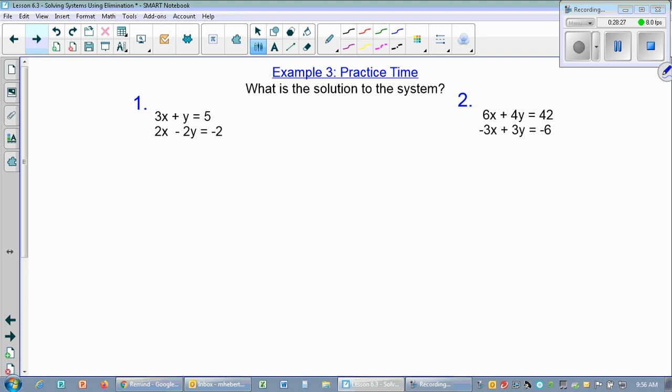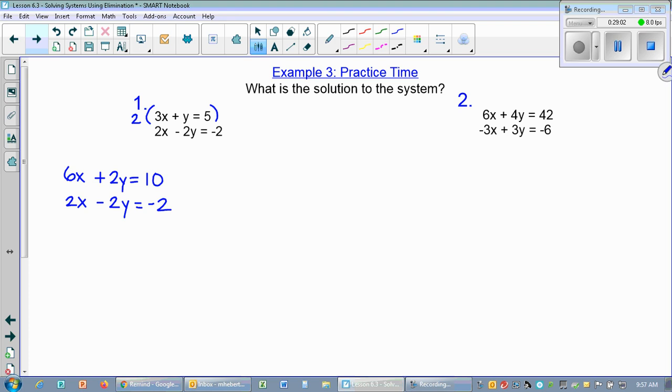That means I'm going to multiply everyone in the first equation by 2 and leave everyone in the second equation as is. So I'm going to use my distributive property. 2 times 3x makes 6x. 2 times 1y makes 2y. And 5 times 2 makes 10. And again, I'm going to leave the second equation as is because it already had a 2 as a coefficient for my y value.